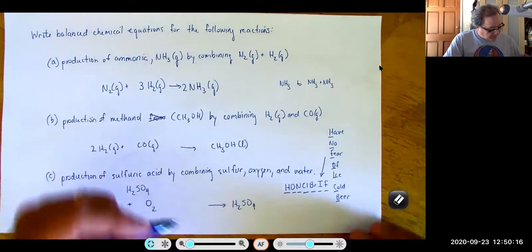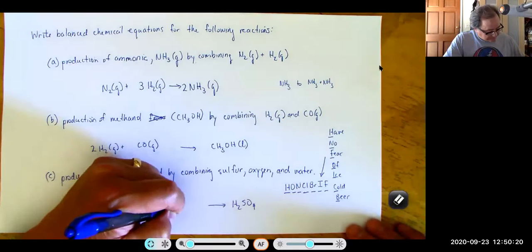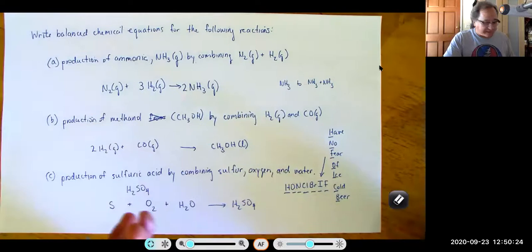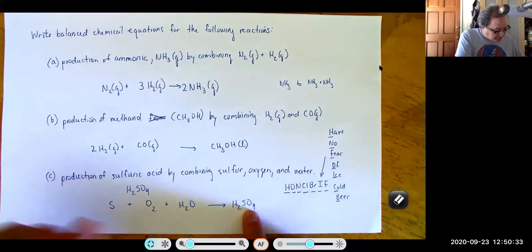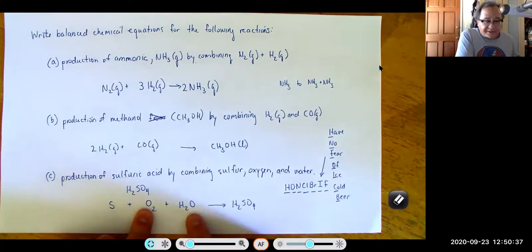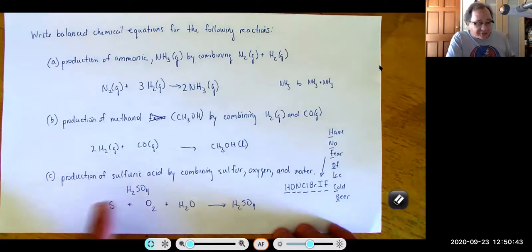Okay, now what about the formula for water? What are we going to write? H2O. Okay, so let's set about balancing it. 1 sulfur, 1 sulfur. 2 oxygens, 4 oxygens. So I'm tempted to put a 2 here, but if I put a 2 here, I'll end up having 5 oxygens, and that's not cool. Okay, so I'm going to skip the oxygen and go to hydrogen.